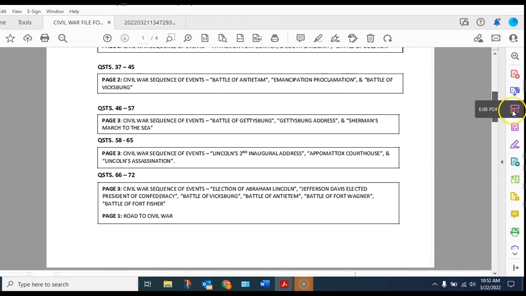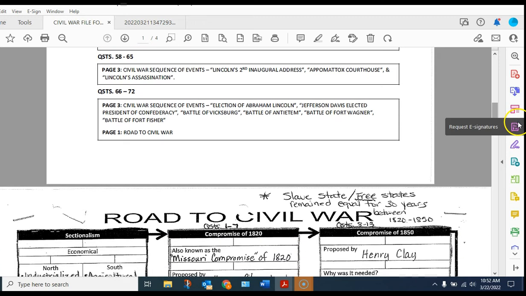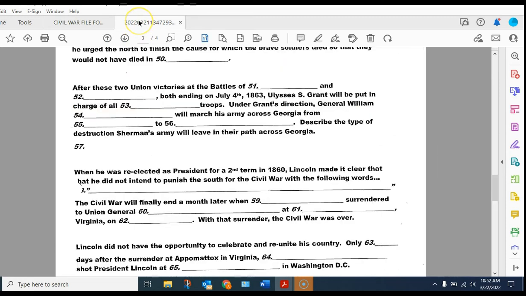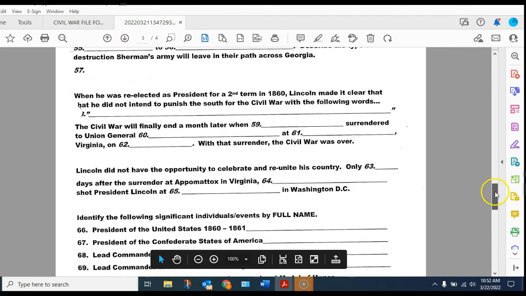All right, so almost done here. So now we have questions 58 through 65, and those questions are going to cover sections on page 3: Lincoln's second inaugural address, Appomattox Courthouse, and Lincoln's assassination. Here we go. Okay, so we're right here.